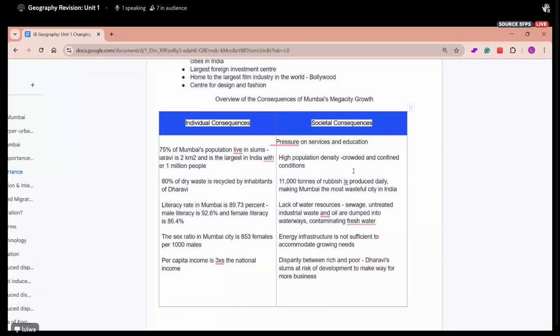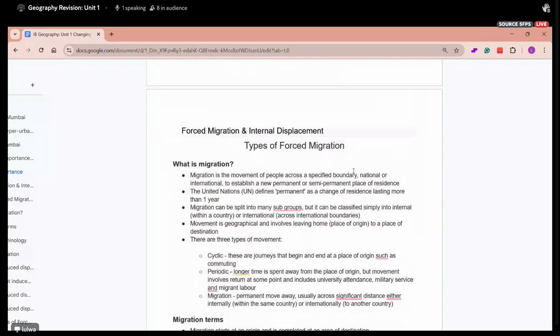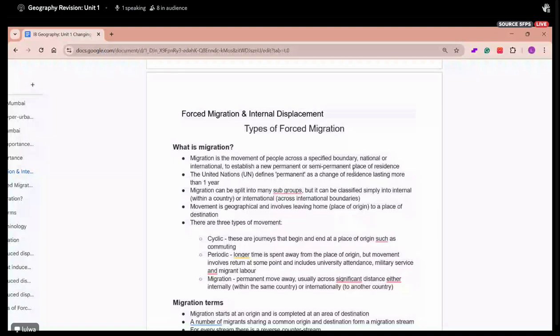But then on a societal consequence, there's high population density. 11,000 tons of rubbish is produced daily, making Mumbai the most wasteful city in India. There's a lack of water resources. The energy infrastructure is not sufficient to accommodate growing needs, and disparity between the rich and poor is very prominent and very large. All right, so forced migration versus internal displacement.